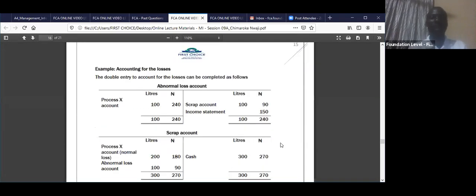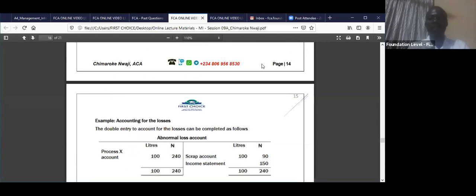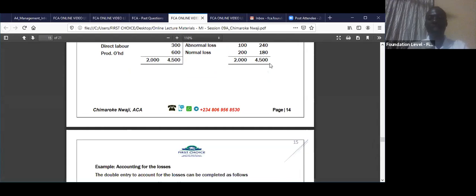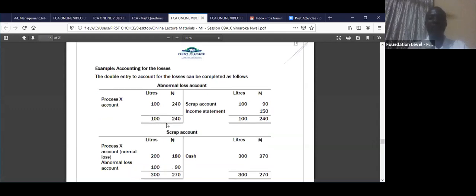Now look at how we account for losses. Look at the abnormal loss account. From the process X account, we find out that this 240 was credited here. Process account is going to be debited here. Fine. Now, when it is debited here, abnormal loss.